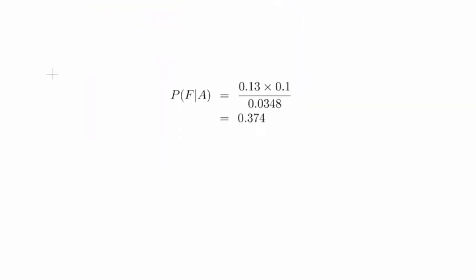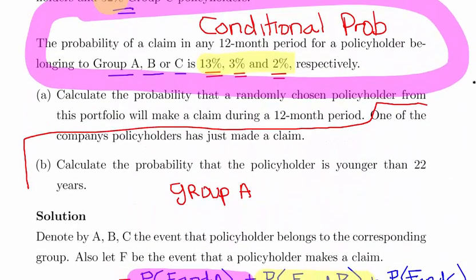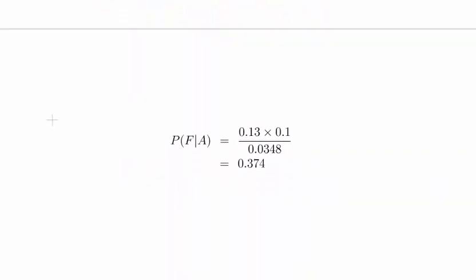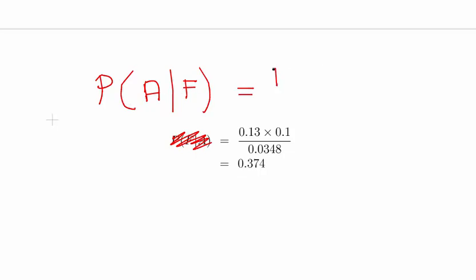Now the second question we're asked is to calculate the probability that the policyholder is less than 22 years old. So that is wrong, what I have written there. That is the probability that they are A given F. That's what we're asked for. What is the probability that they're in Group A given that they have made a claim? And that can be calculated as the probability of A and F divided by the probability of F.